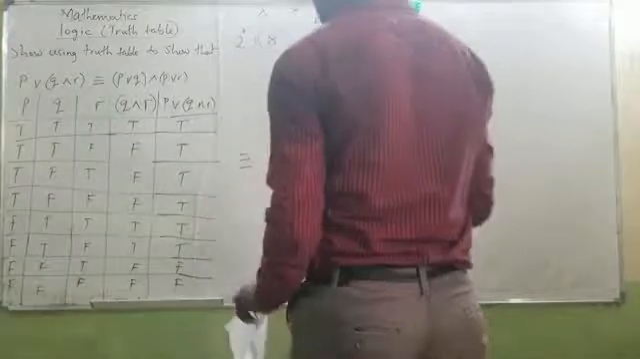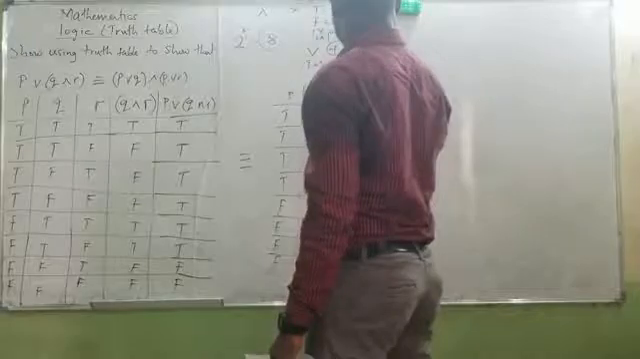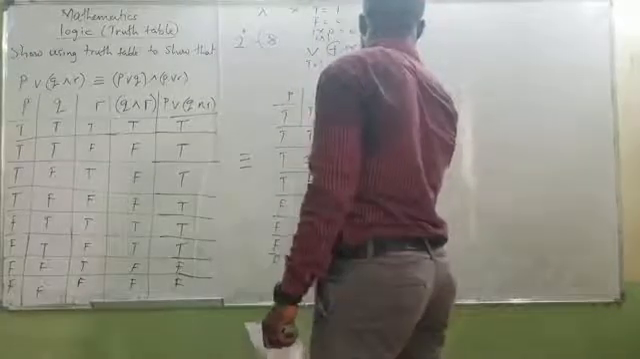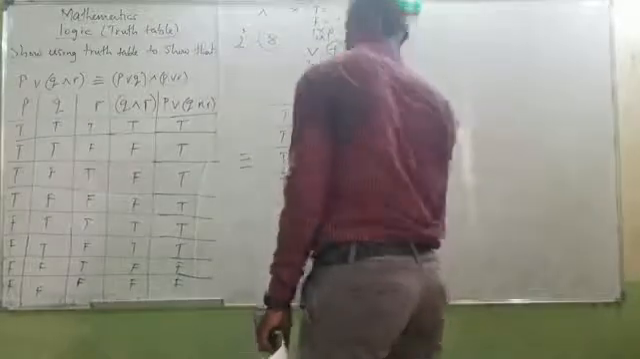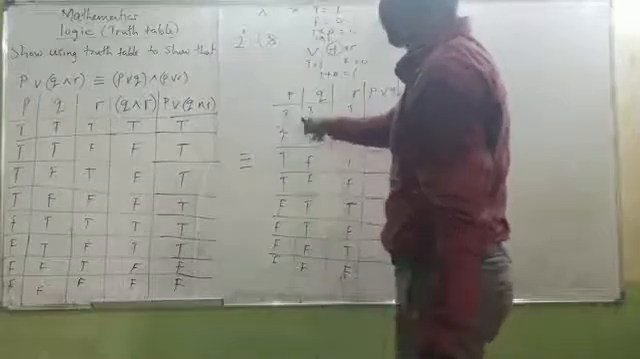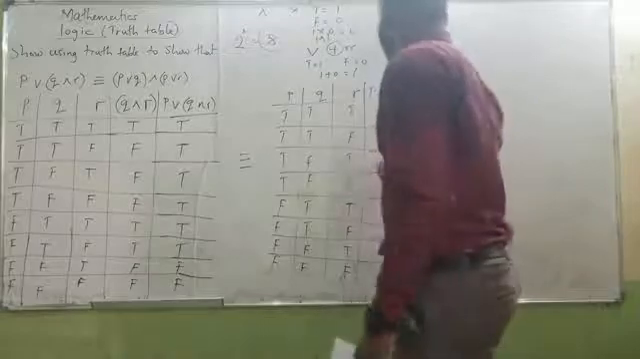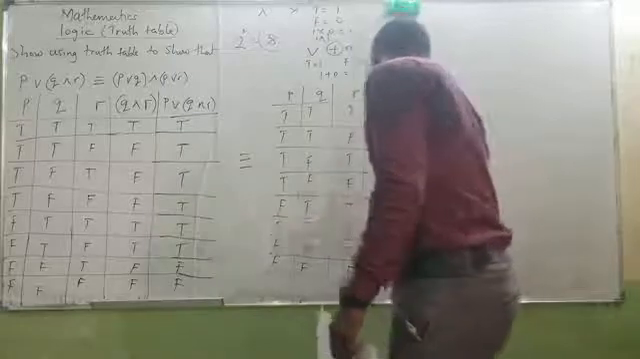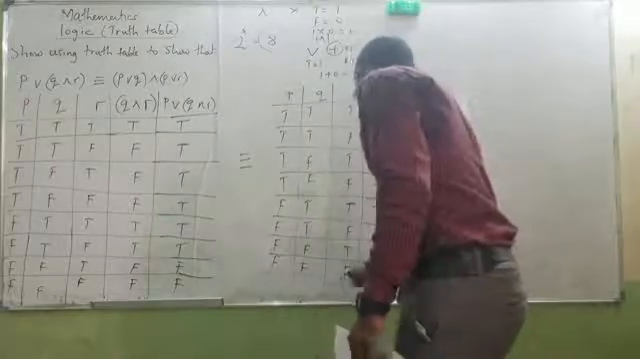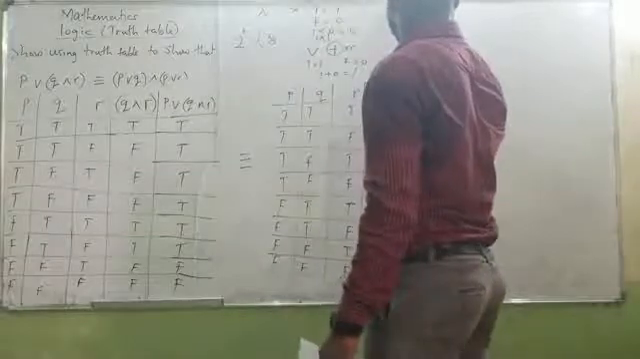Now, I will move on to P or Q, which I've told you earlier. P or Q, or is plus. P or Q, it will be true. It will be true, true, true, true. It will be false. And it will be false. That is very good.